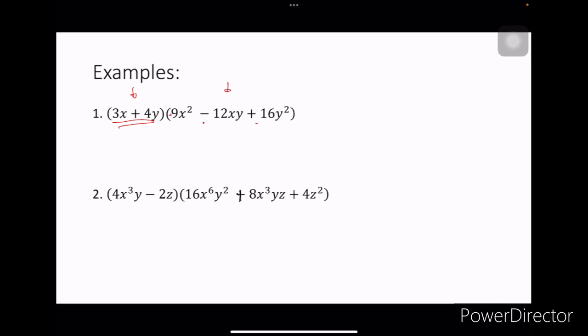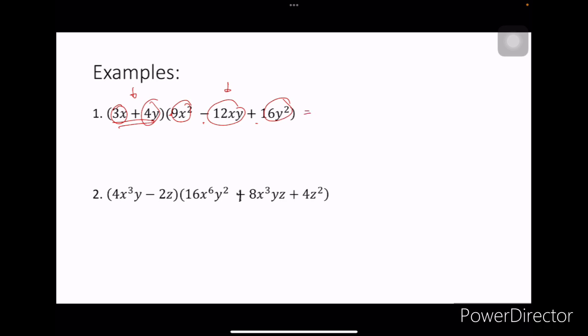Now let's try to check each term. Is this term the square of the first term, which is right. Is this term the product between the first term and the second term, which is right. If you have 3x times 4y, you will have 12xy. And then is this term the square of the last term, which is right, since if you have 4y quantity squared, that's equal to 16y squared. Therefore, this expression satisfied the equation.